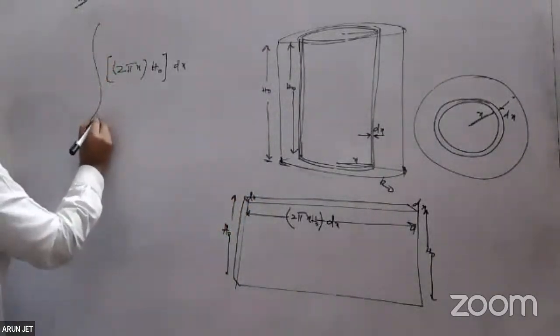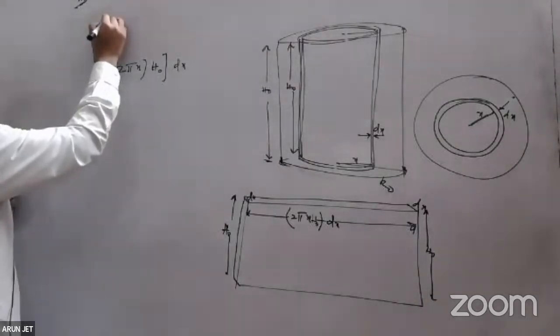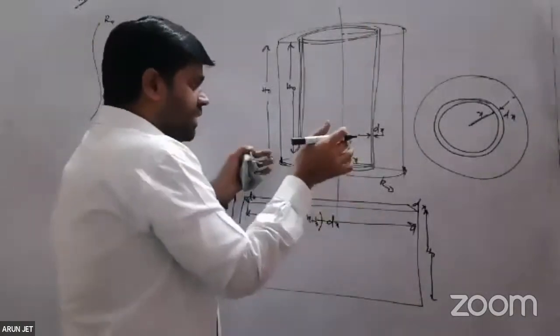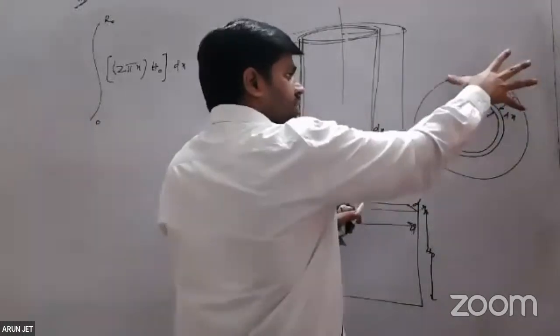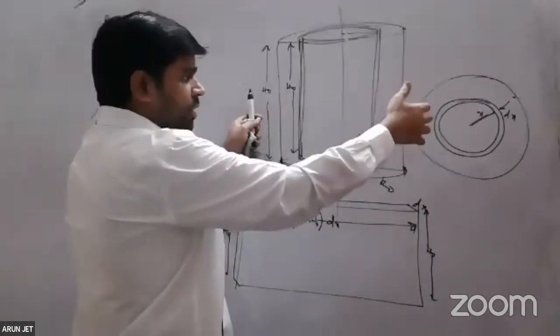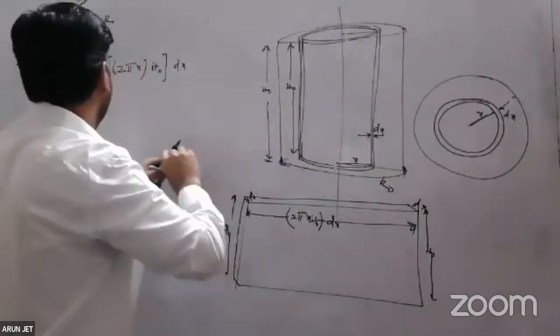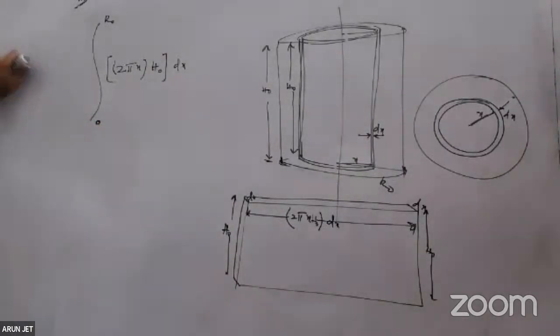I sum it up from limits 0 to r naught. Why? Because all these cylindrical shells, these rings from the top view, are going from 0 to r naught. They are spanning from the axis, which is 0, to r naught. So what do I get if I integrate this?